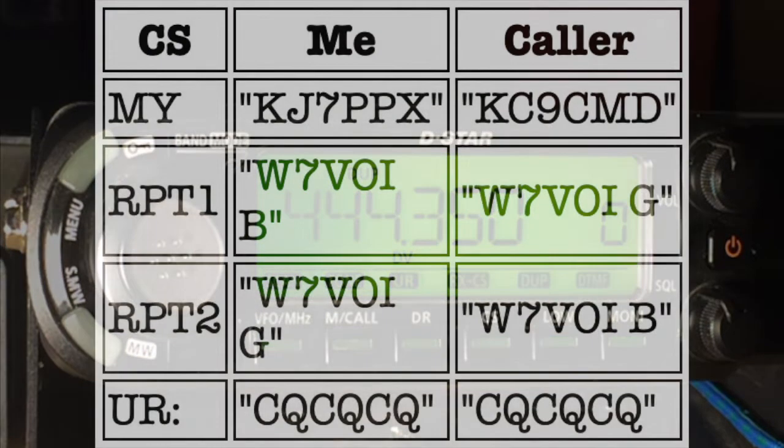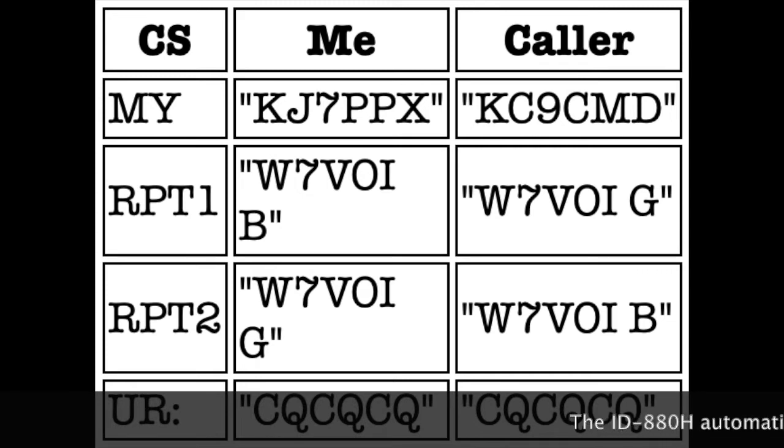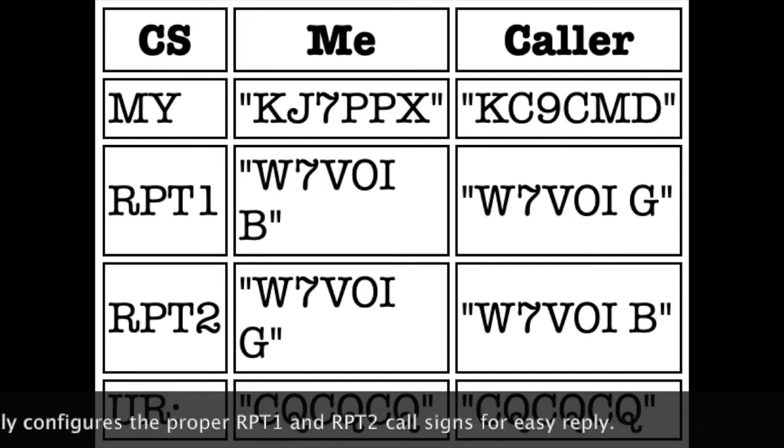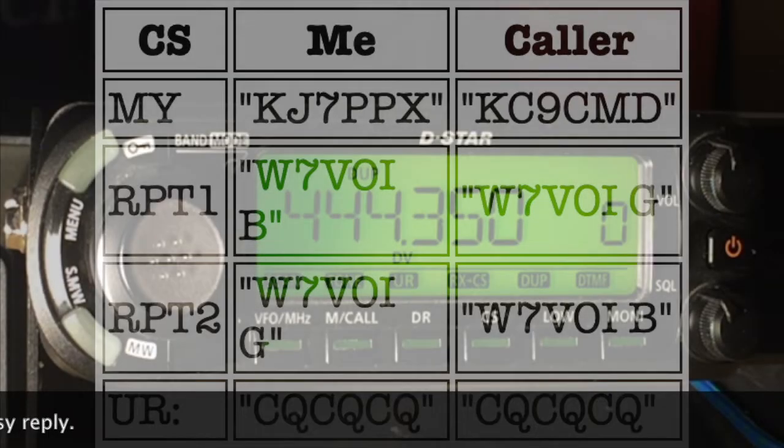Notice how the RPT1 of my radio and the RPT1 call signs of the caller are assigned differently than my own RPT1 and RPT2 call signs. To reply to my transmission, the caller accessed first the gateway port of my repeater, then the repeater controller routed their signal out through the repeater's port Bravo.